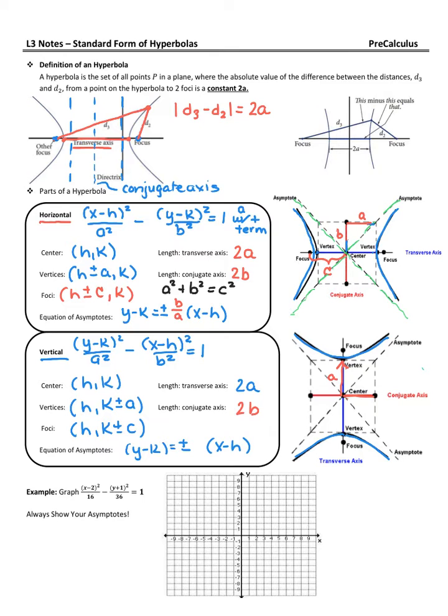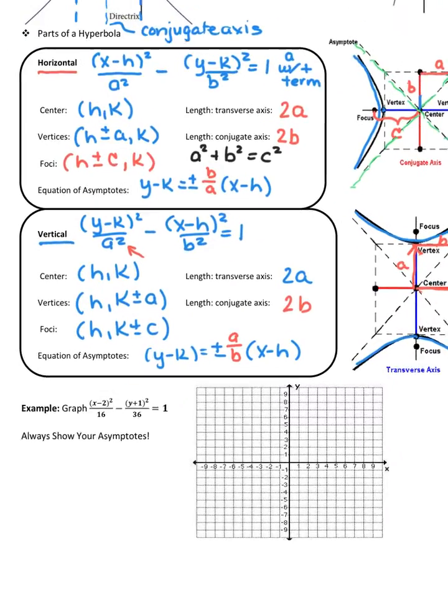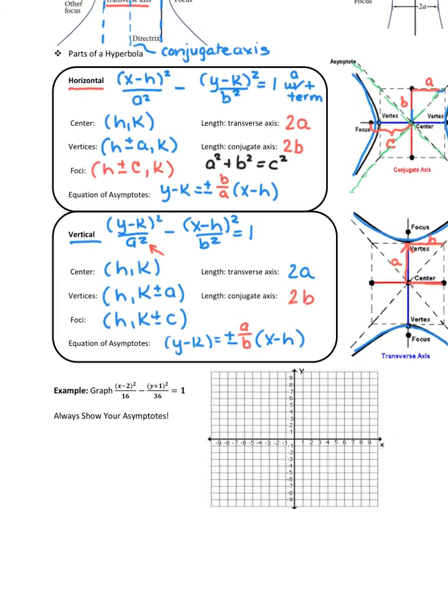x minus h. But now your rise over your run, notice the rise, what's underneath the y value always represents the rise. So now it's going to be a over b, to get to the equation of the line. All right, so those are our equations. It looks kind of like an ellipse, the equation. It's just that now you have a minus instead of a plus.